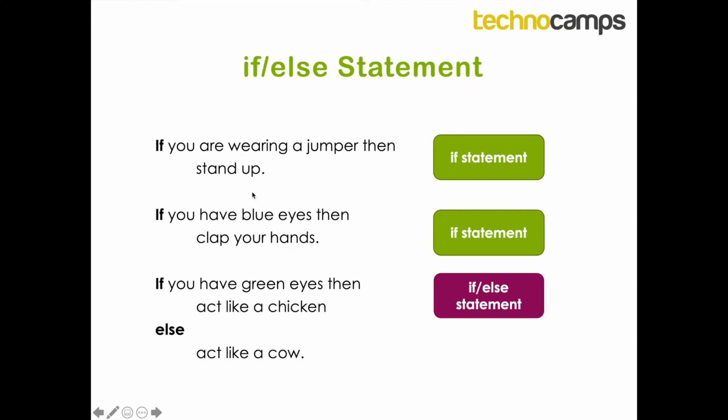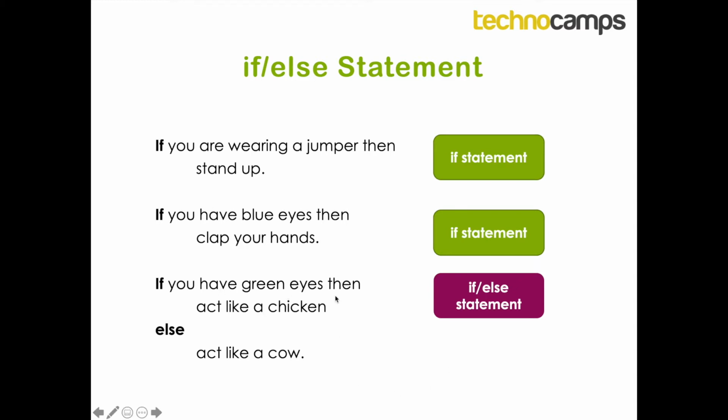Let's take a look at a different example. If you have blue eyes, then clap your hands. So if you have blue eyes is true, then you would clap your hands. If you have blue eyes is not true, if it's false, then you do not clap your hands. So that is an if statement. It is like asking a question. And if the answer to that question is true, then you do the next thing. If it is not true, then you skip the next instruction.